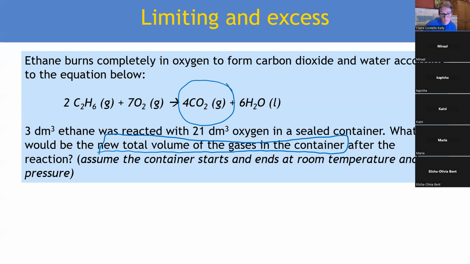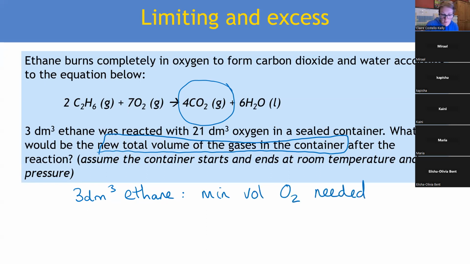So what I actually want to know is, let's say I have 3 decimeter cubed of ethane. What is the minimum volume of oxygen needed? So it's back into that idea of using the balanced equation of like, well, how much oxygen do I need to react with 3 decimeters cubed? Is it 21, or is it less than 21, or is it more than 21? That will make me identify, like, is there going to be any ethane left, or is there going to be any oxygen left after this reaction has happened? Because I need to know for total volume of gases, plural, how much is left.